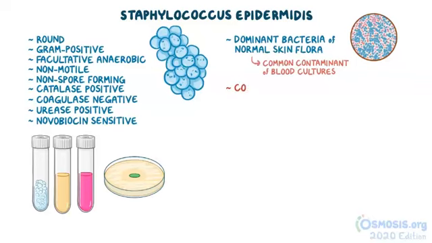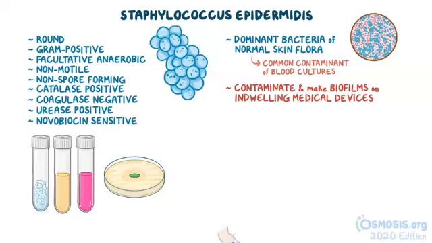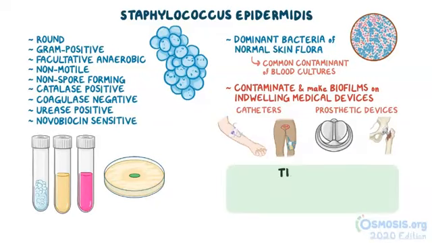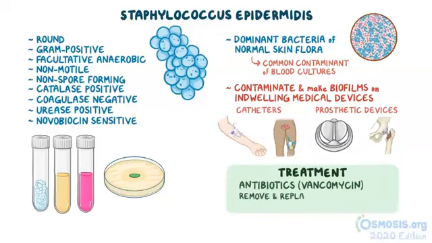But it's best known to contaminate and make biofilms on indwelling medical devices, such as intravenous and urinary catheters and prosthetic devices, like prosthetic heart valves and prosthetic joints. Treatment relies on antibiotics like vancomycin, and removing and replacing the infected medical device with a new, clean one.